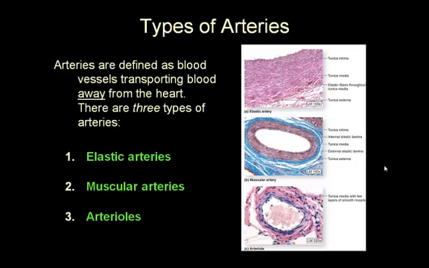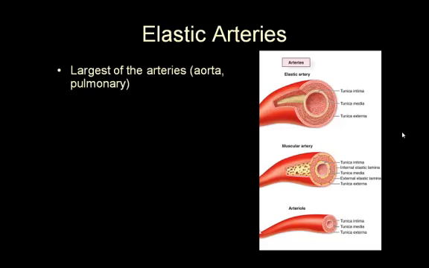Let's take a closer look at the different types of arteries. All arteries are not essentially created equal. There are three major types of arteries: elastic arteries, muscular arteries, and then arterioles. Let's first deal with the elastic arteries. These are the largest of the arteries. They include the aorta and the pulmonary artery.